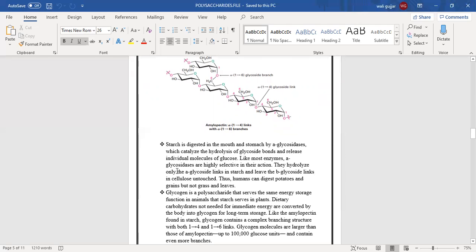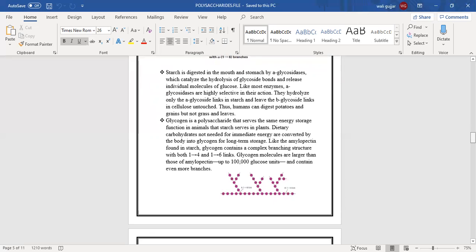Like most enzymes, alpha glycosidases are highly selective in their action. They hydrolyze only alpha-glycoside links in starch and leave the beta-glycoside links in cellulose untouched. Thus, humans can digest potatoes and grains, but not grass and leaves. And now we discuss glycogen.